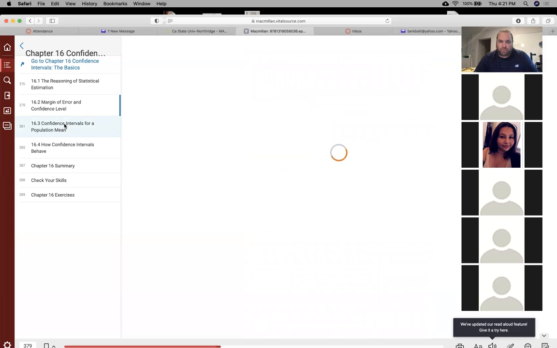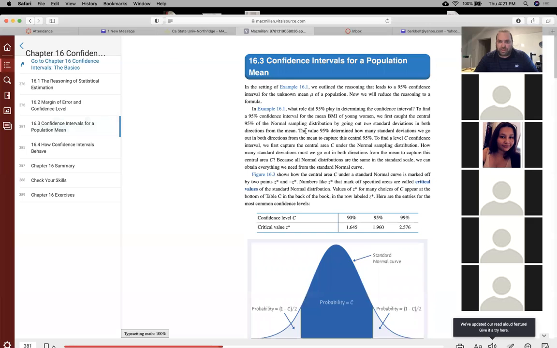So let's go to 16.3, where we have the actual formula, which we did last time. So here we have the three confidence levels that are the most typical, the ones that appear the most often in problems. The 90%, 95%, and 99% confidence levels.